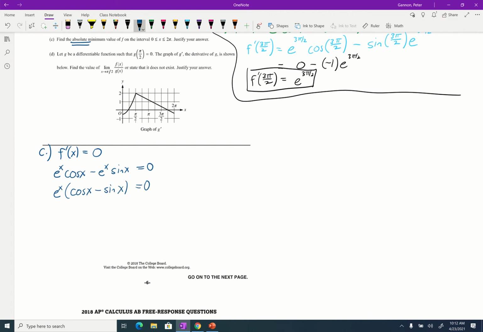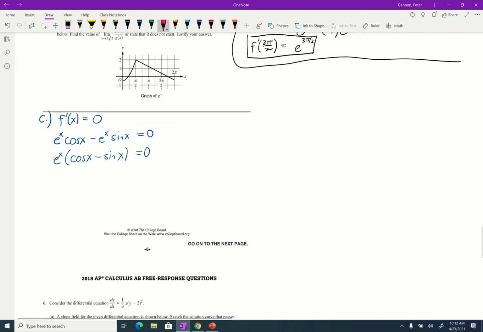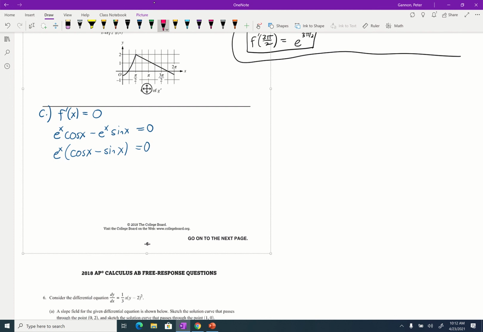And if you just think about what you know about e, it's always positive, okay? It's got a horizontal asymptote at 0, it's always positive. So that's never going to equal 0. So the only way that this equals 0 is if cosine of x minus sine of x equals 0, which means that cosine of x has to equal sine of x.